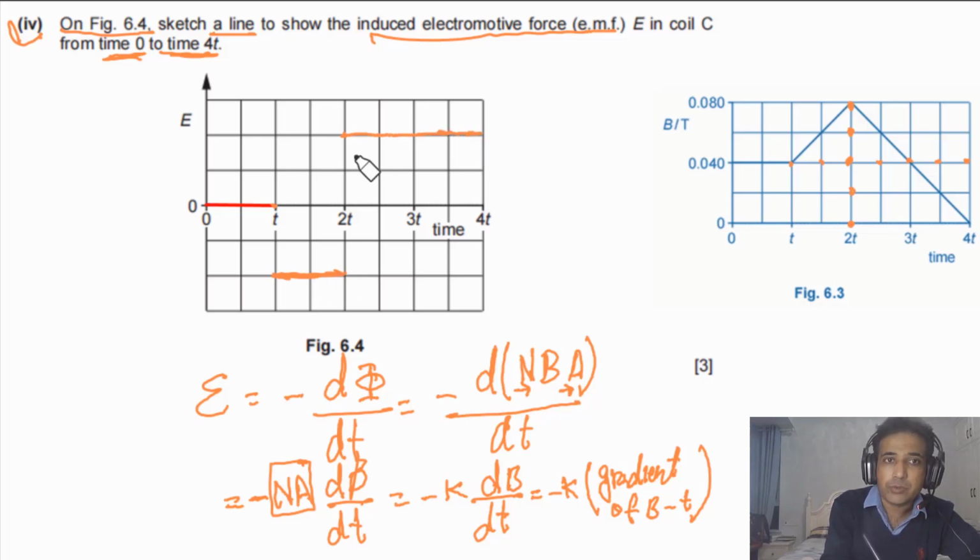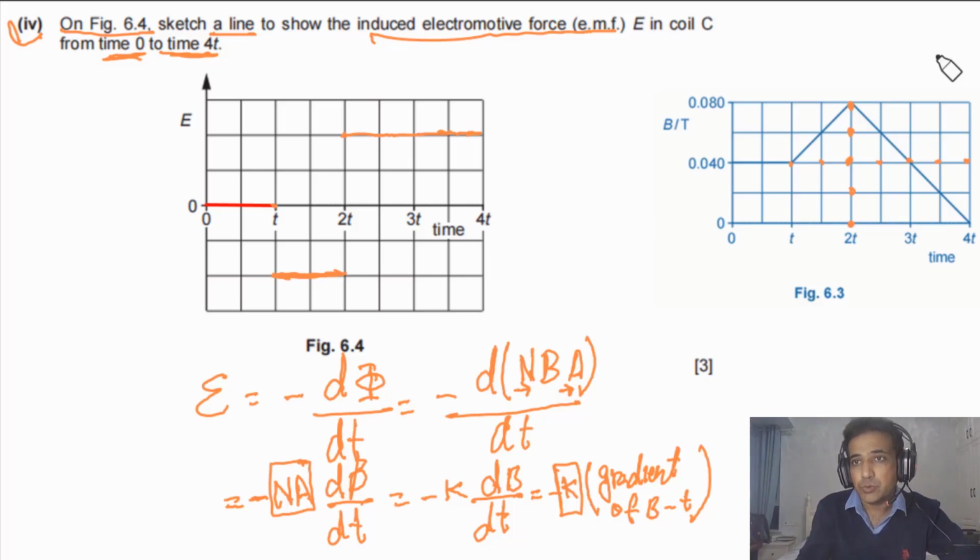So this is very important. These two gradients are the same, so the value of induced EMF here and the value of induced EMF here has to be the same, because the gradient is the same and this constant is also the same. So the EMF magnitude is the same, but the sign, the polarity, has to be opposite. If you draw this one positive, that is also acceptable, then this one has to be negative. If you have drawn this one negative, this one has to be positive, but the magnitude should be the same. So this is how simply you can draw.